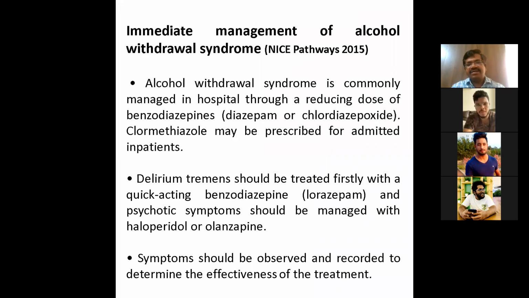And this is the last slide: the immediate management of alcohol withdrawal. The patient has to be hospitalized. Because the patient will be quite agitated, benzodiazepines are commonly used, given at a lower dose, like diazepam or chlordiazepoxide, and chlormethiazole can also be prescribed for admitted patients. Delirium tremens should first be treated with benzodiazepines like lorazepam, and also with haloperidol or olanzapine. The symptoms should be observed to see the effectiveness of this.